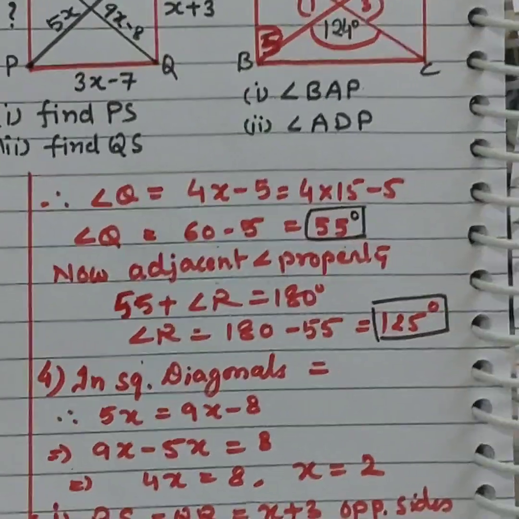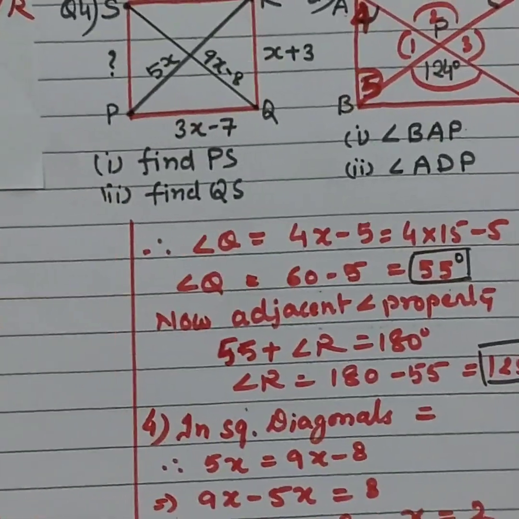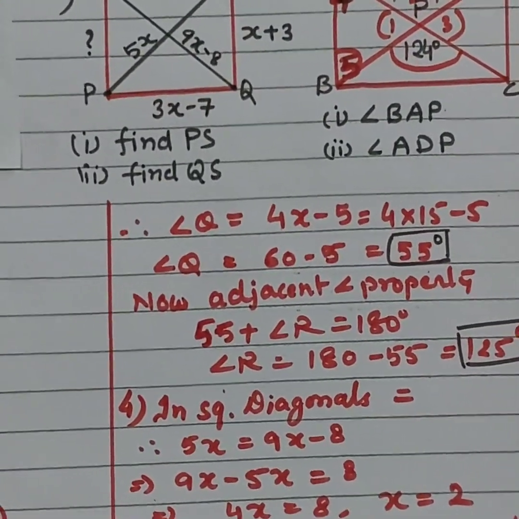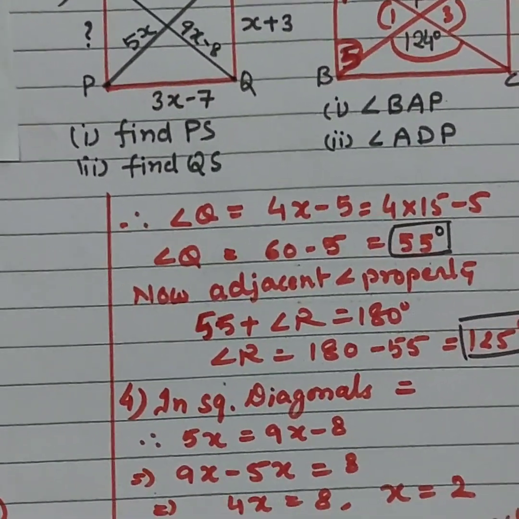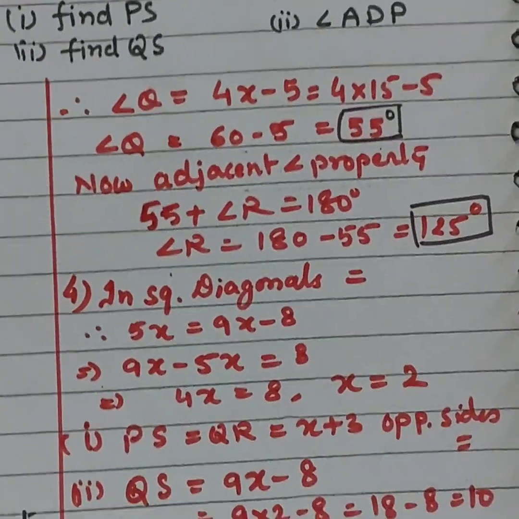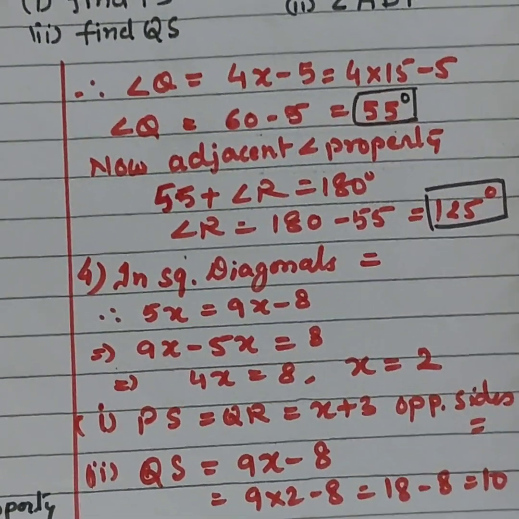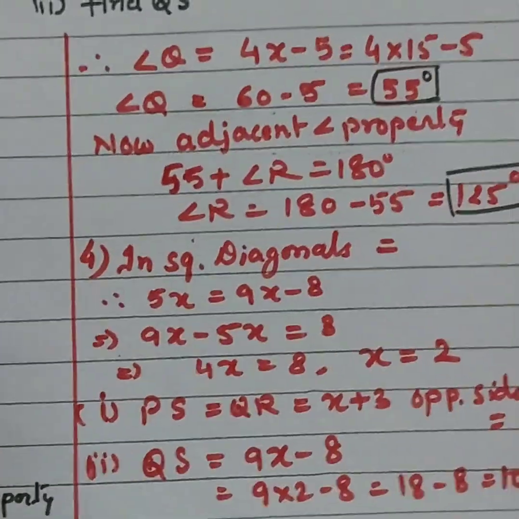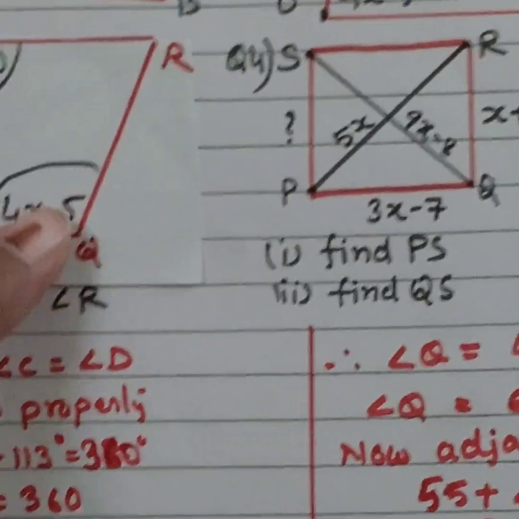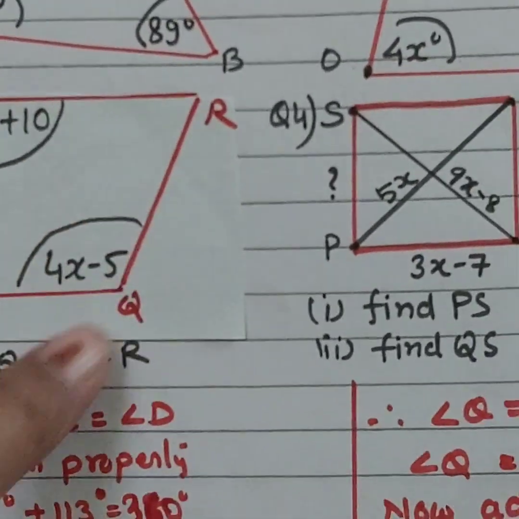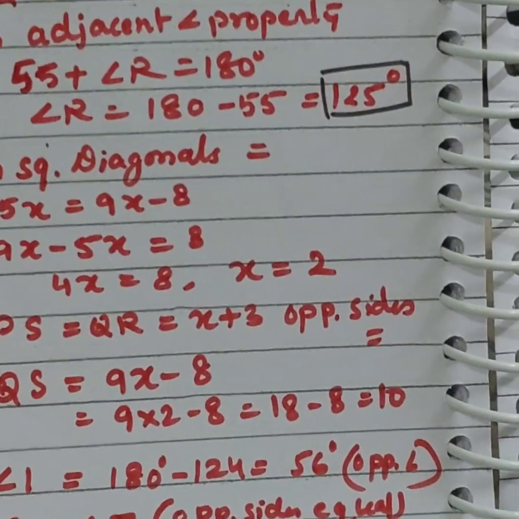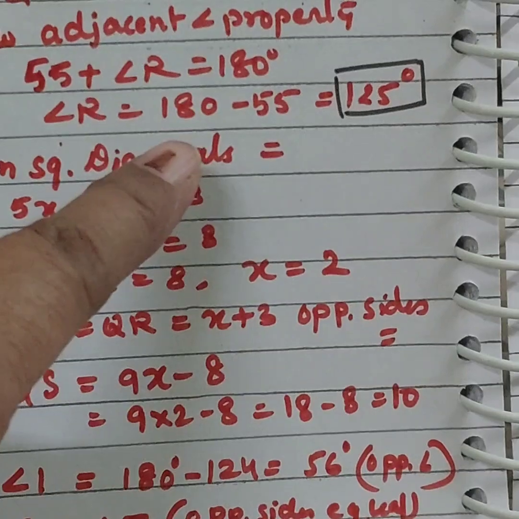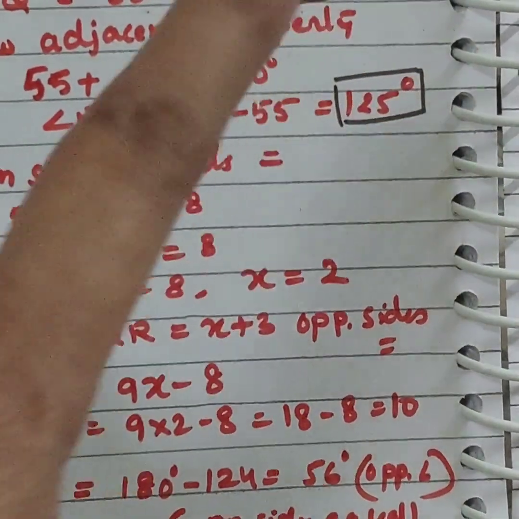Therefore, angle Q also you have to find out. So angle Q is what? 4x minus 5. In place of x you will write 15. 15 4 is 60. 60 minus 5 is 55. Similarly, adjacent angle is, you have to find out the angle R. The angle R is what? This is this and this. This is adjacent angle. See, this angle and this angle. This is adjacent angle. So to find out the angle R, angle R equals to 55 plus angle R, that is equal to 180. So angle R equals to 180 minus 55, that is equal to 125.